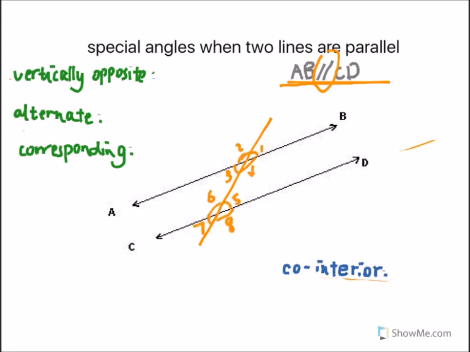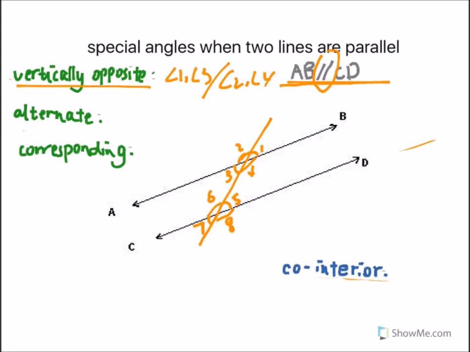Let's look at the first type, vertically opposite. Vertically opposite angles are two pairs of equal angles formed when two straight lines cross. And it's pretty obvious they're opposite angles. So in this case, for example, angle 1 and angle 3 are vertically opposite angles, or angle 2 and angle 4, and also we've got angle 5 and angle 7 and angle 6 and angle 8.